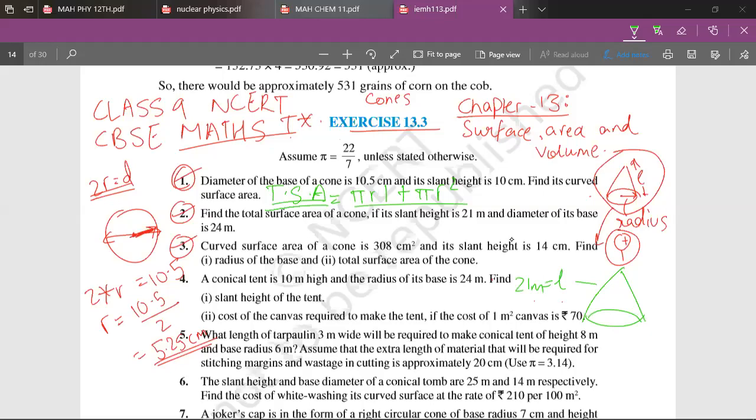So it has told the diameter of its base is 24 meters. So by this formula 2rd, we have to solve the question. So I'll leave some space.